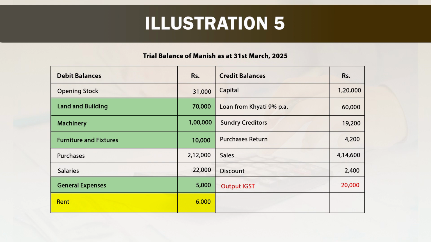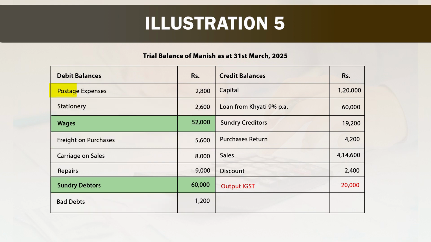rent is 6,000 rupees debit side of profit and loss account, postage expense is 2,800 debit side of profit and loss account, stationery 2,600 debit side of profit and loss account. Then we have wages 52,000, it is an item of debit side of trading account. Freight on purchases, that is also an item of trading account debit side. Carriages on sales, that is the item of profit and loss account, it is our expense, 8,000 rupees. Then we have repairs 9,000 rupees, that is the item of debit side of profit and loss account.